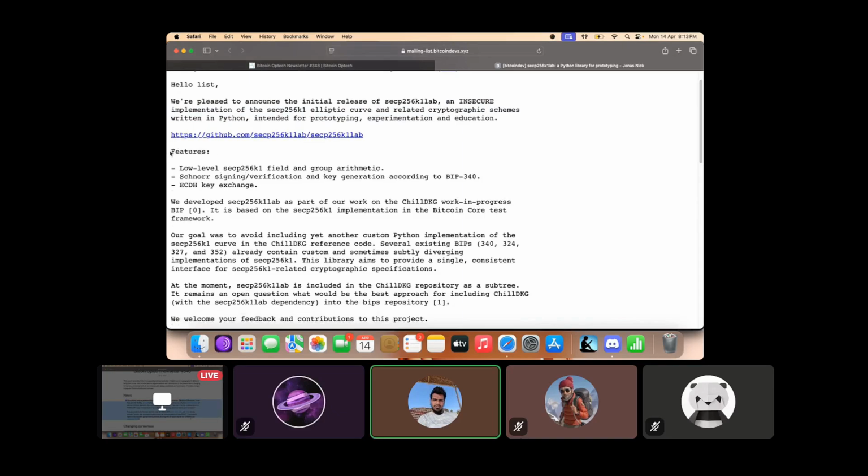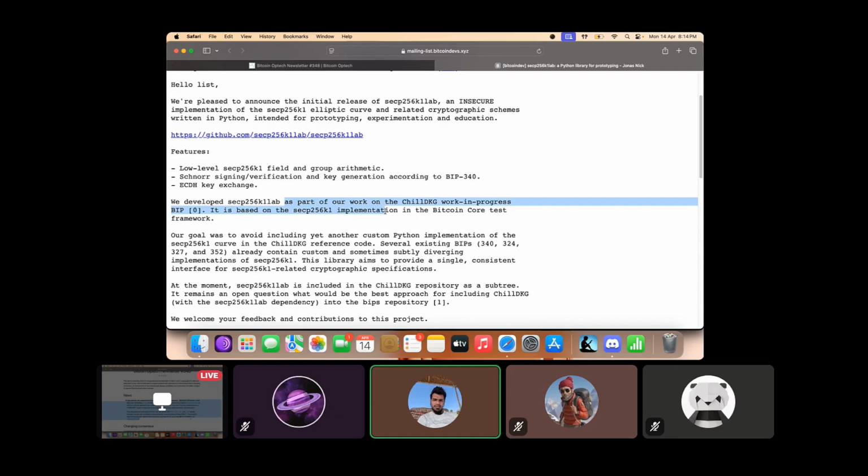So these are some of the features of that library, the Python implementation of SecP256K1. Low-level SecP256K1 field and group arithmetic, Schnorr signing, verification, and key generation according to BIP 340, ECDH. This is elliptic curve Diffie-Hellman key exchange. We developed SecP256K1 Lab as a part of our work on the ChillDKG work-in-progress BIP. We've also covered ChillDKG back in newsletter 312 a few months ago, maybe 4 or 5 months ago.